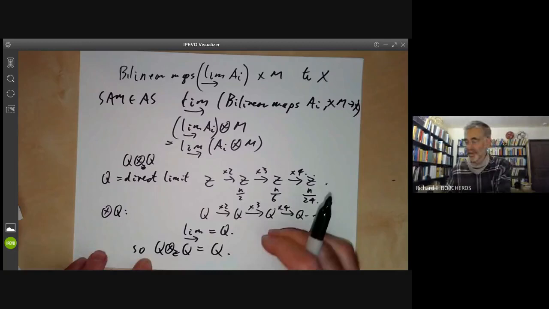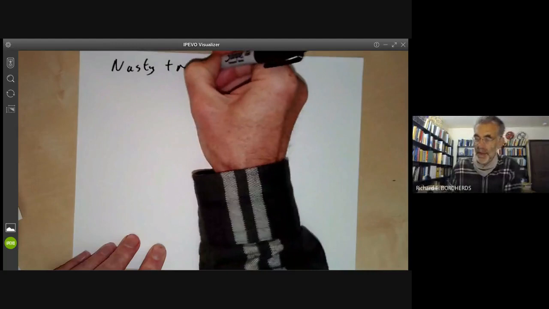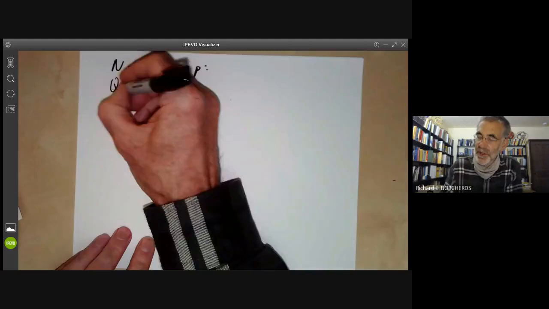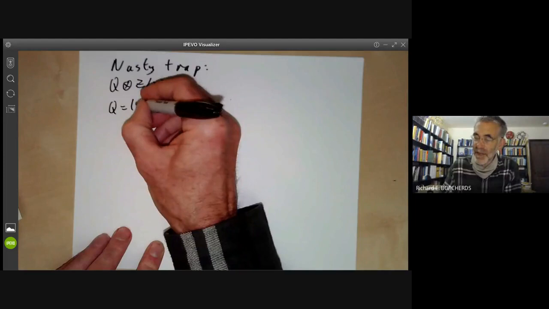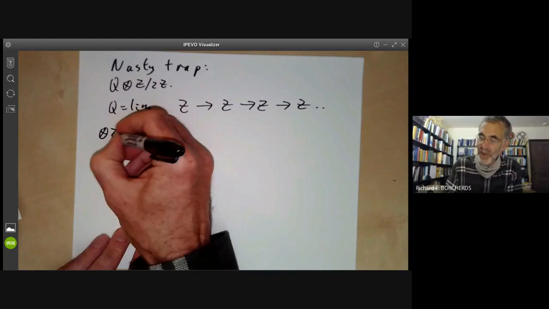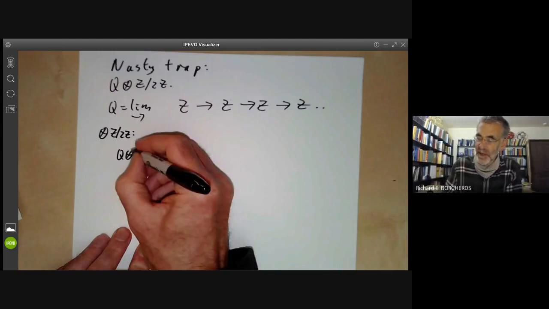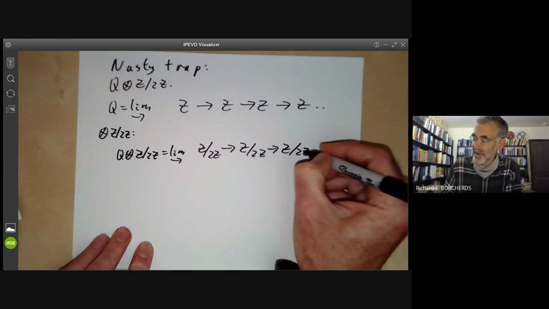Well, that's fine, but there's a nasty trap that one can easily fall into if you're not paying attention. Let's try and work out the tensor product Q tensored with Z modulo 2Z. And let's copy the previous argument. So we write Q as the direct limit of all these maps Z maps to Z maps to Z maps to Z, and so on. And now let's tensor with Z modulo 2Z. So we find Q tensored with Z modulo 2Z is the direct limit of Z modulo 2Z maps to Z modulo 2Z maps to Z modulo 2Z, and so on. And since they're all the same, this direct limit is obviously Z modulo 2Z, right?